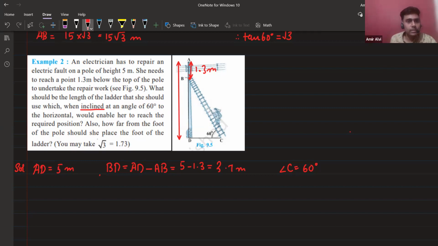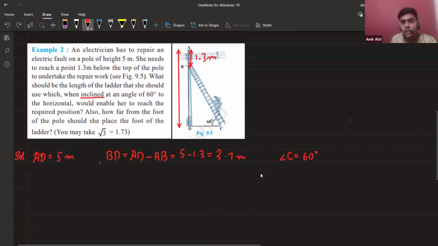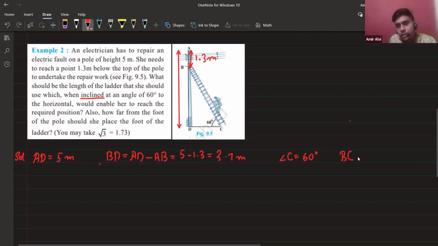Okay, so this question asks what should be the length of the ladder. Suppose the length of the ladder is BC. How far from the foot should it be placed? We need to find the value of DC as well. What we need to find out is BC, the length of the ladder, and the value of DC as well.